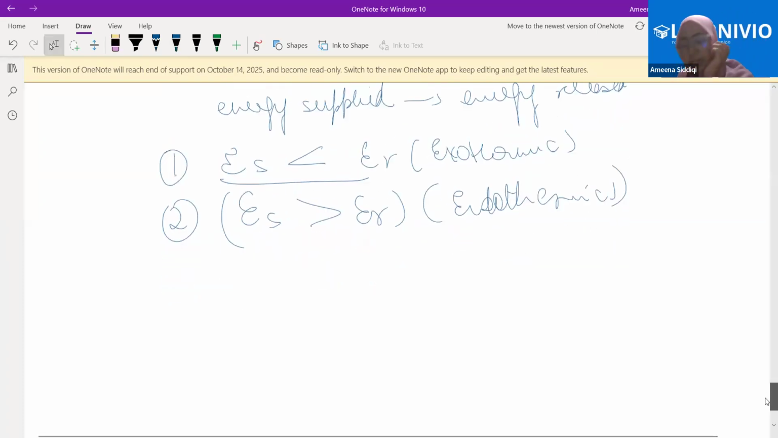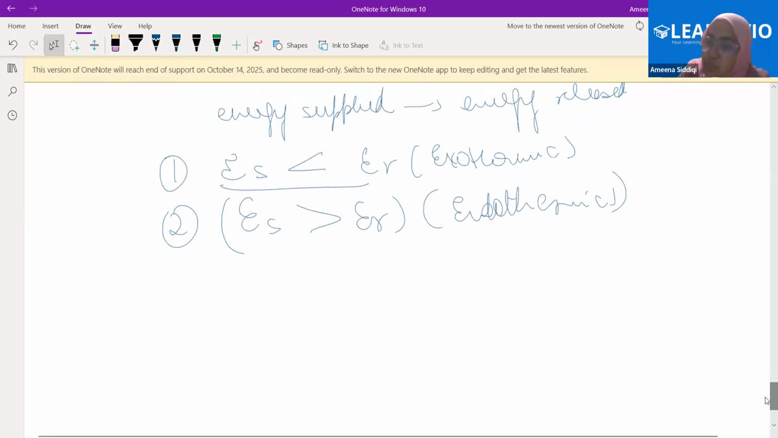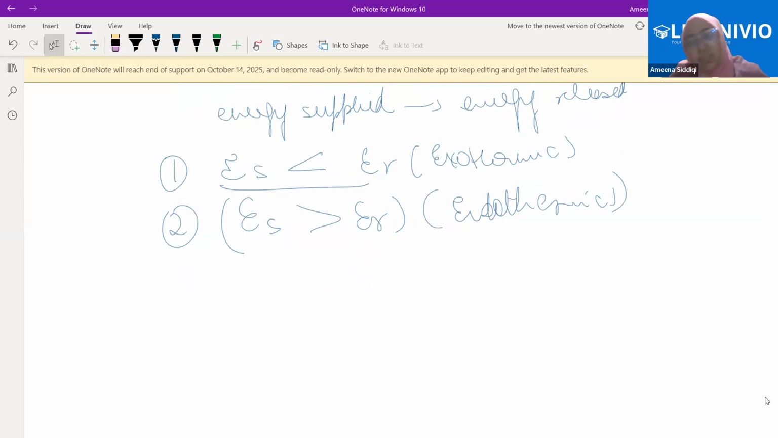Now I'll give you one example here: respiration. What happens in respiration? Energy is being supplied, or energy is being released? We need the energy for respiration to take place, but overall energy which is released is more than the energy used. Can I call respiration exothermic? I hope that is clear to you now.